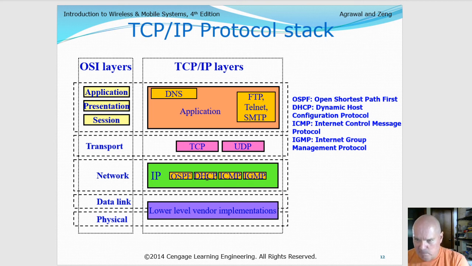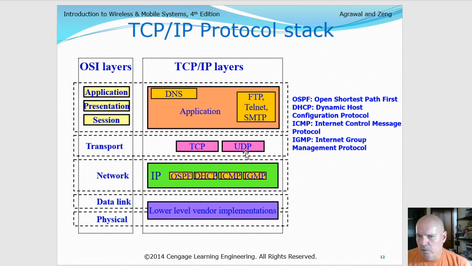DHCP is a service by which your router may assign IP addresses to all of the various PCs, printers, whatever, which are on the local network. So it's commonly used these days to dynamically assign IP addresses to all the different nodes that are on the network. And I'll talk more about that in just a little bit. And then the open shortest path first is actually a routing protocol.